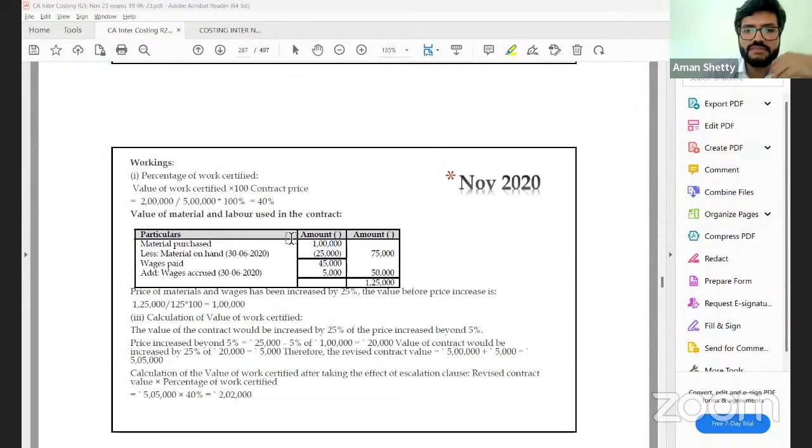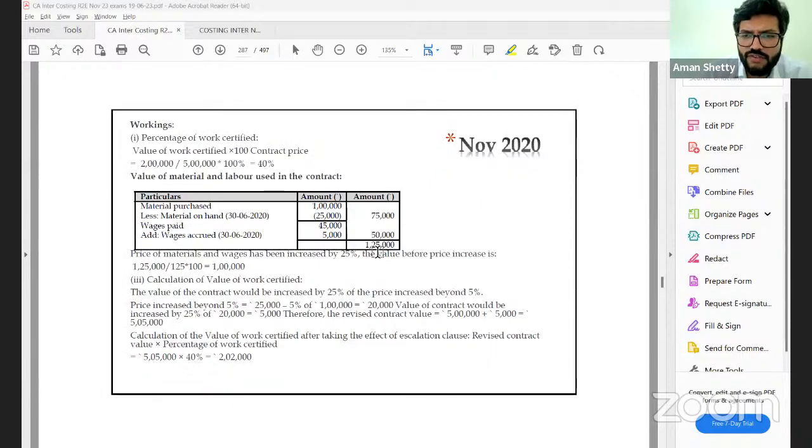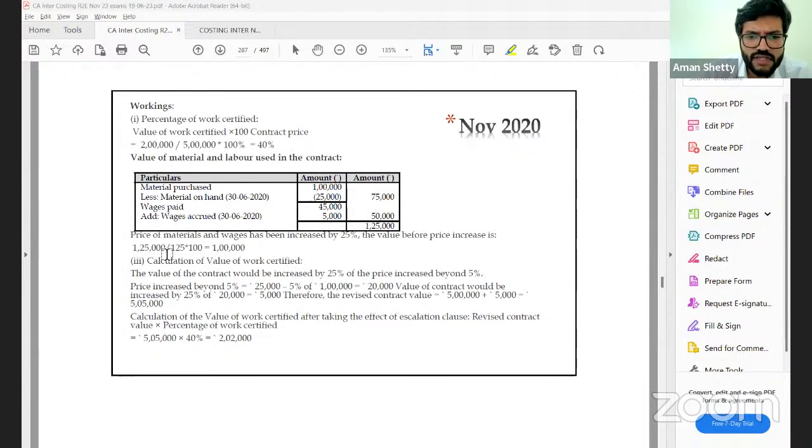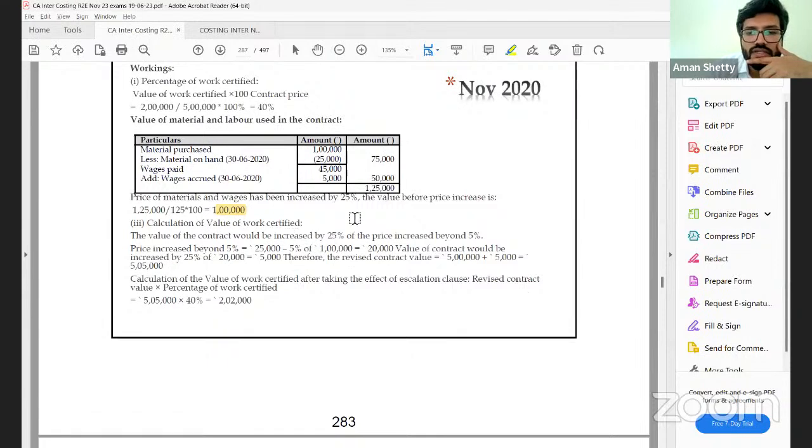So same thing they have done here. Check here. Material purchase. Okay, they found out what is the difference. So now, can you see this? 1,25,000 is the current cost after 25% increase. So 1,25,000 divided by 125 into 100 is the actual original price. 1 lakh. Clear? Yes, sir.